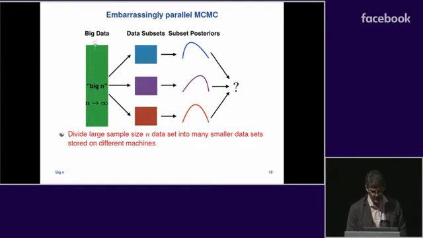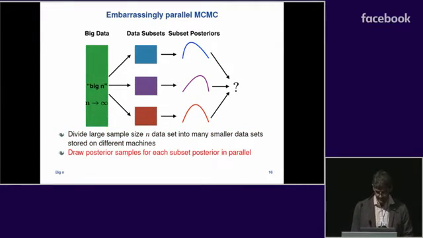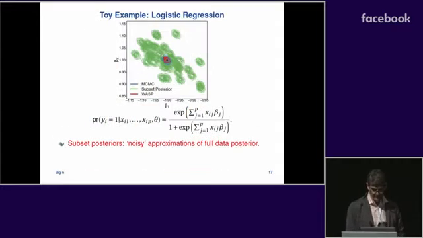Okay, so we take big data, we break it into shards, and then based on each shard of data, we get a subset posterior, and then we somehow combine them magically into a beautiful, accurate posterior approximation. We draw samples from each subset posterior in parallel, and then we get atoms, or a bunch of samples, and based on the samples, we'd like to combine. So how can we do that?